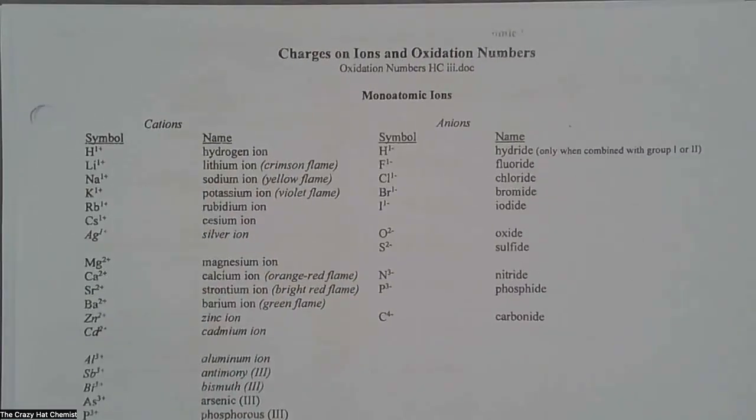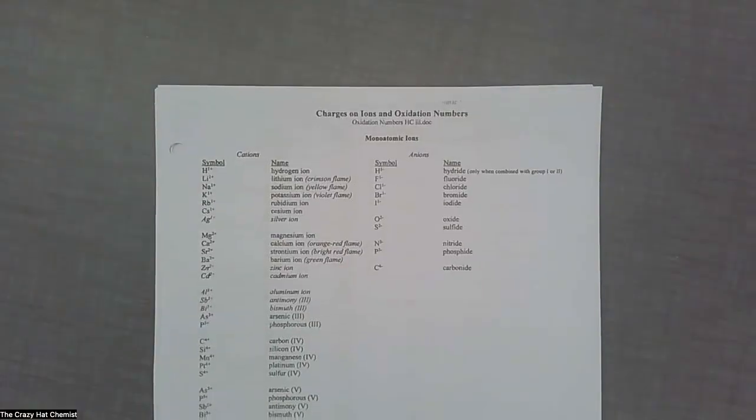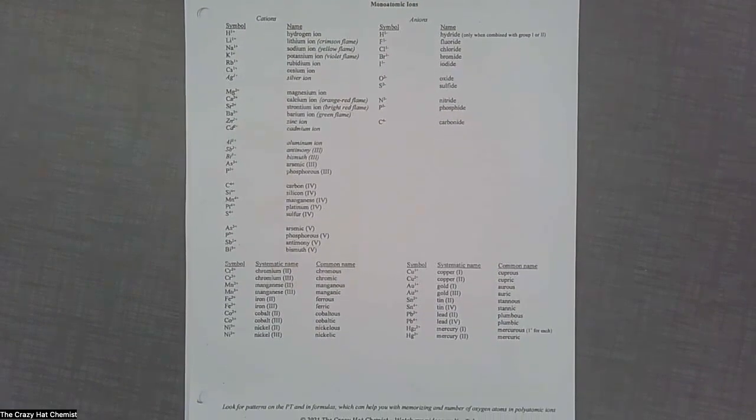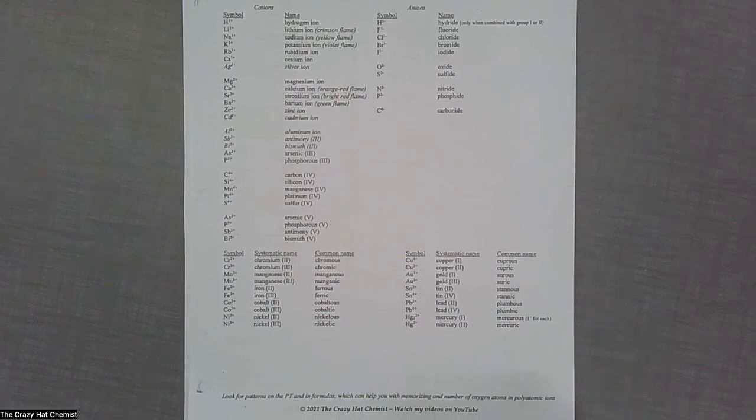Some things that you need to know prior to starting this here with me are the following. Let me zoom out on this. You need to know your charges on ions and oxidation numbers. Here is an example of one that I have in my class. This is the charges of ions and oxidation numbers, and you should know these. And there's a flip side to this.